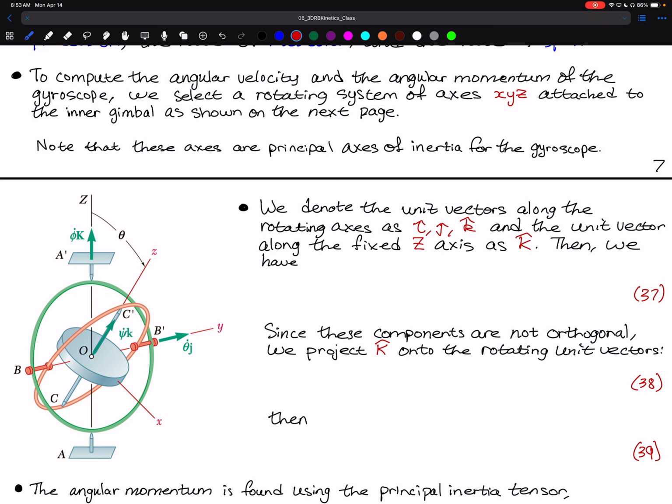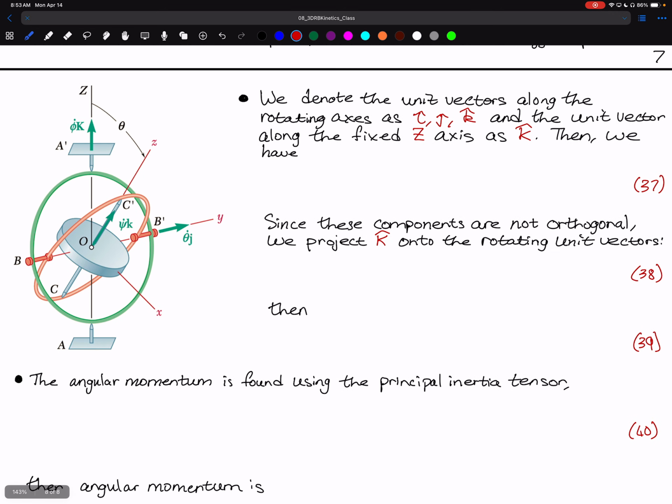Okay, so we're going to denote unit vectors i, j, k along our rotating axes, and then we're going to need an additional unit vector, capital K hat, along the fixed z axis. The diagram on the left has these as bolded variables rather than hats. So then we're going to have here that omega will be equal to phi dot in our capital K hat direction plus theta dot in the j hat direction plus psi dot in the lowercase k hat direction.